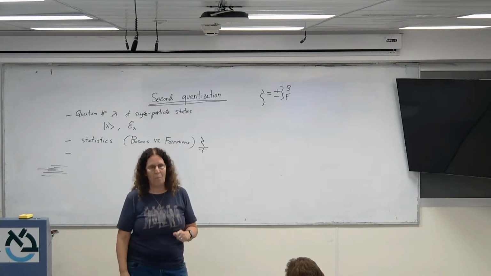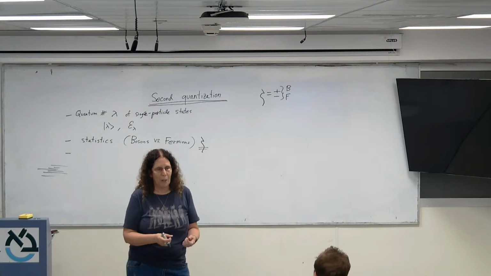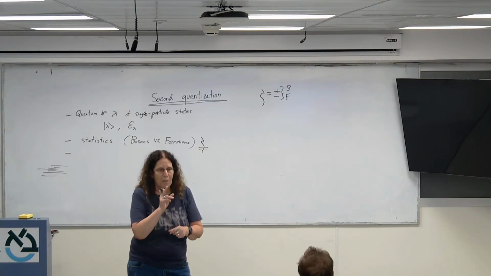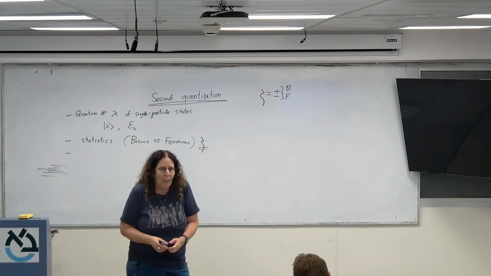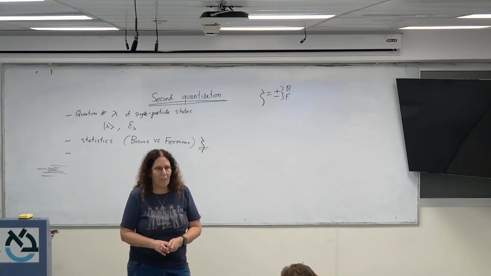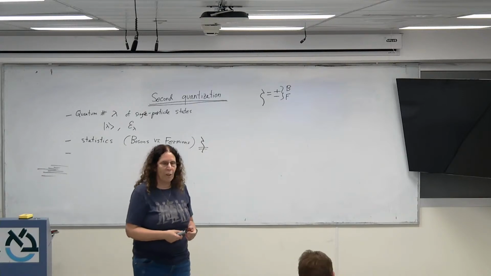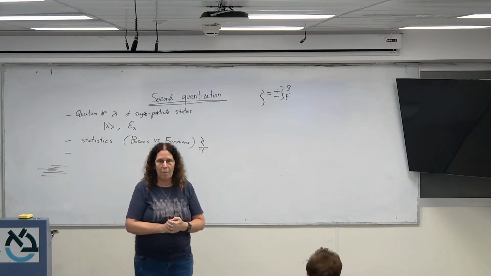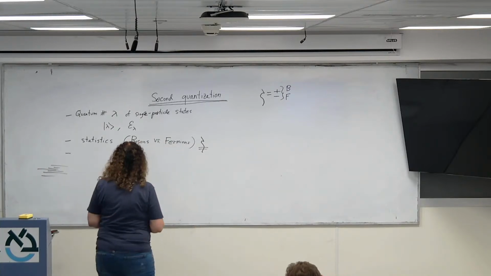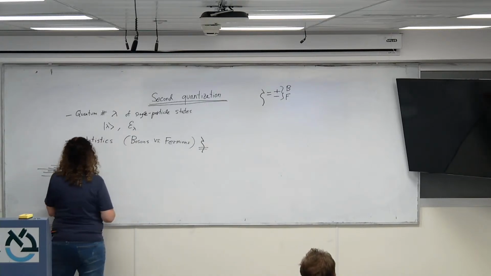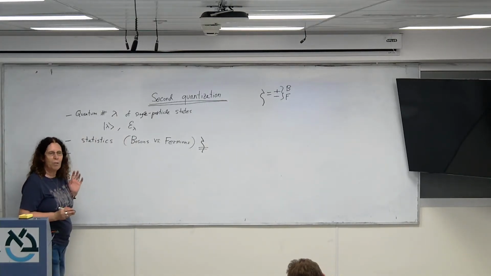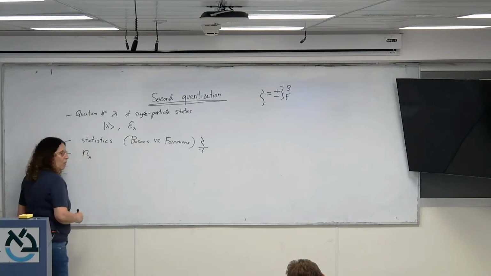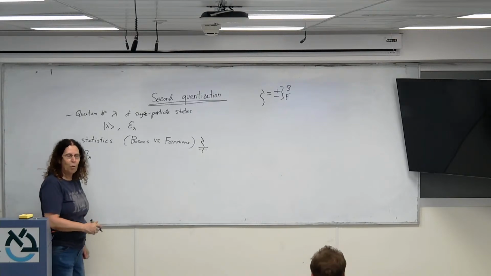Because they are identical particles, you cannot distinguish between states where you exchange particles on the same state. There's no meaning to it. The only meaning is possibly for exchange of particles between different states. So therefore, you really just need to know the occupation of a given state, and that is what we can call n lambda, the occupation.